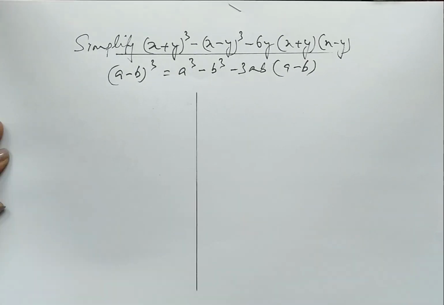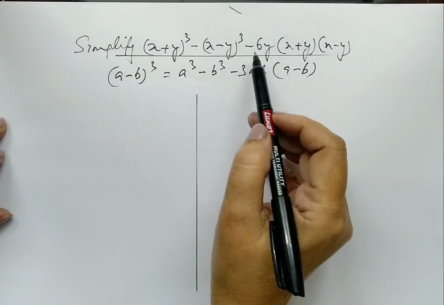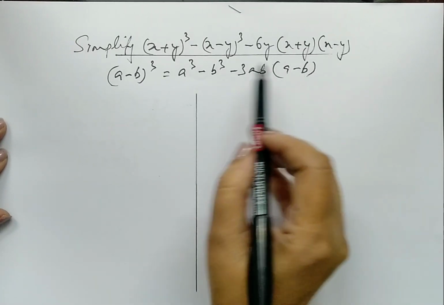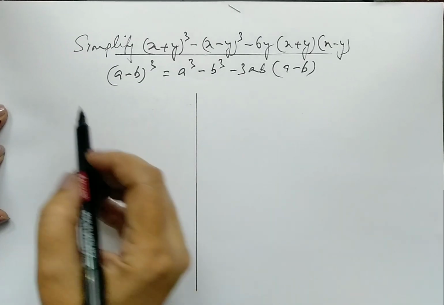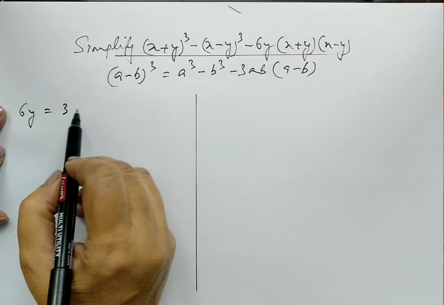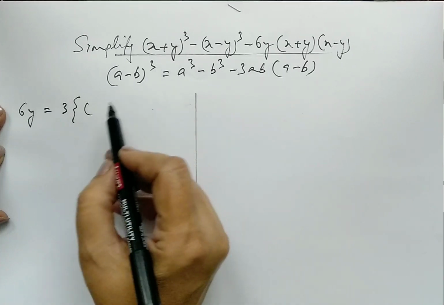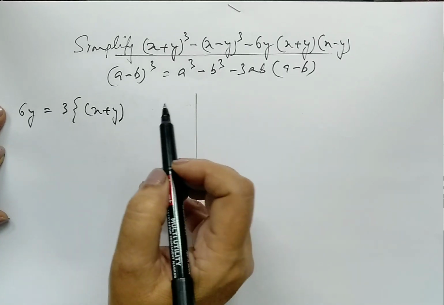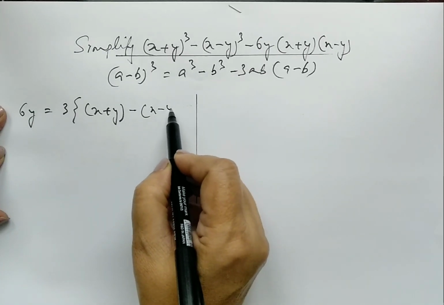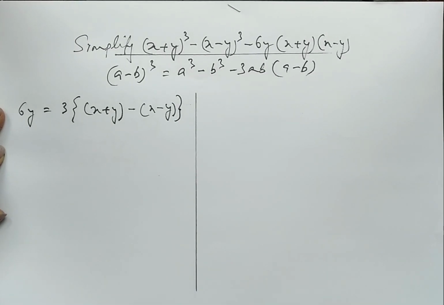So here we go. I'm trying to twist a little bit of the 6y so that we get an appearance of this kind of a formula, right? So we know that 6y can also be written as 3, let me put a curly bracket, and our a is x plus y, correct? And my b is x minus y, and the curly bracket closed, correct?